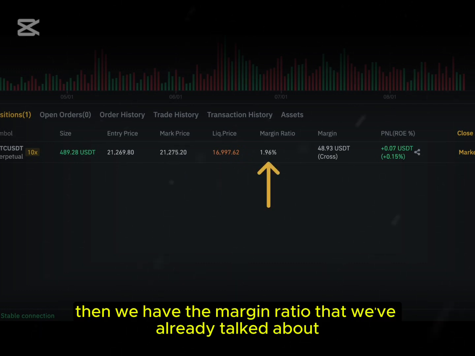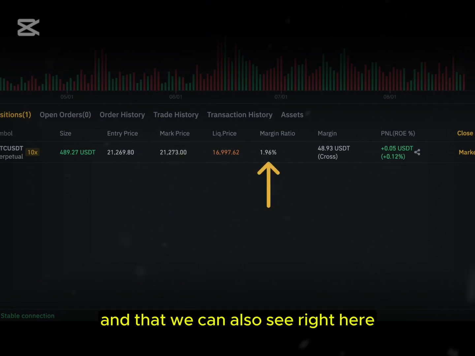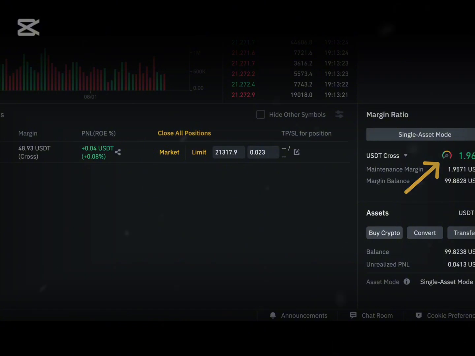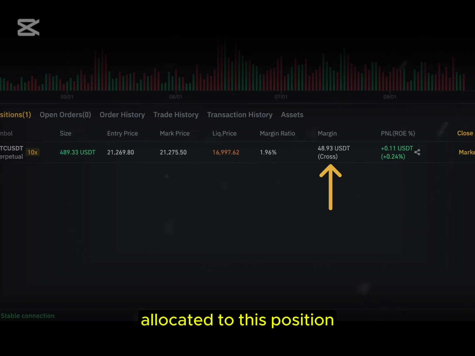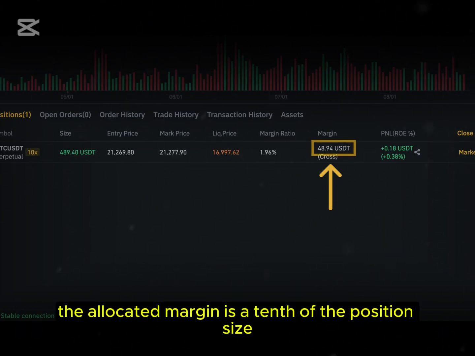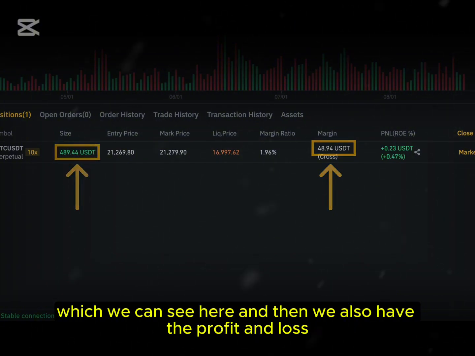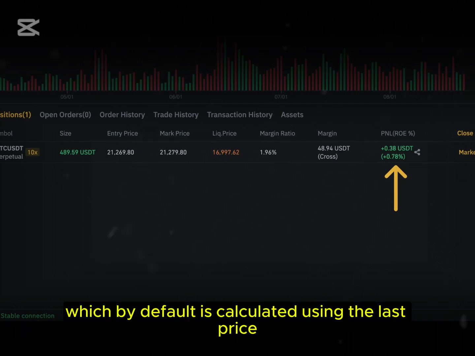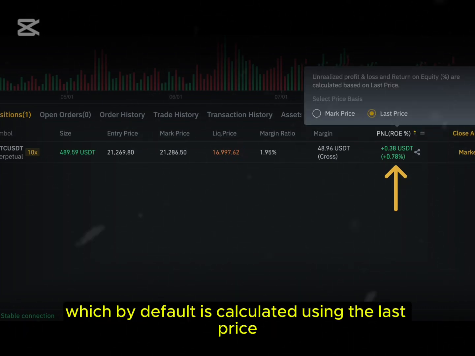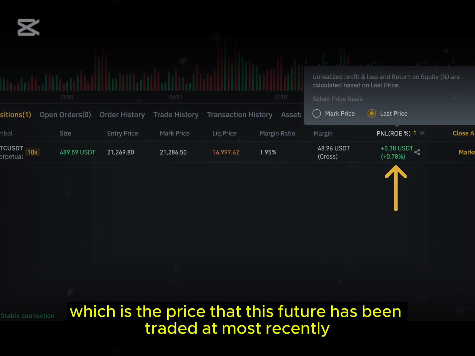Then we have the margin ratio that we've already talked about, and that we can also see right here. Then, under margin, we can see exactly how much of our margin balance is allocated to this position. As we have said, at 10x leverage, the allocated margin is 1/10 of the position size, which we can see here, and then we also have the profit and loss, and the return on equity for this position, which by default is calculated using the last price, which is the price that this future has been traded at most recently.